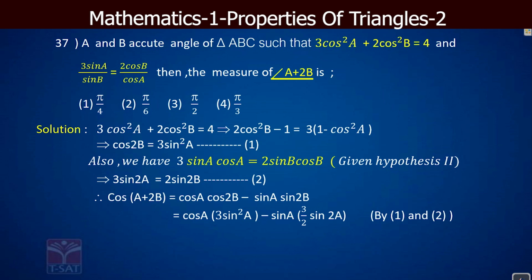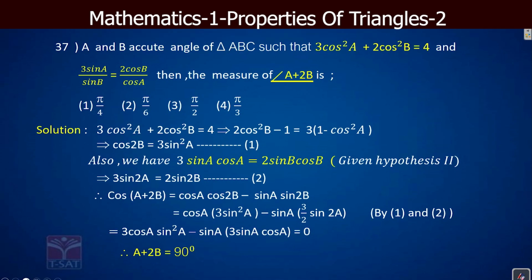Therefore, cos of A plus 2B is equal to cos A cos 2B minus sin A sin 2B, which is cos A into cos 2B means 3 sin square A, minus sin A sin 2B means minus sin A into 3/2 sin 2A from 1 and 2. So, that is equal to 3 cos A sin square A minus sin A into 3 sin A cos A. So, that means 3 cos A sin square A minus 3 sin square A cos A, which is equal to 0. So, A plus 2B is equal to 90. So, the measure of the angle A plus 2B is 90. So therefore, the correct option is option number 3.